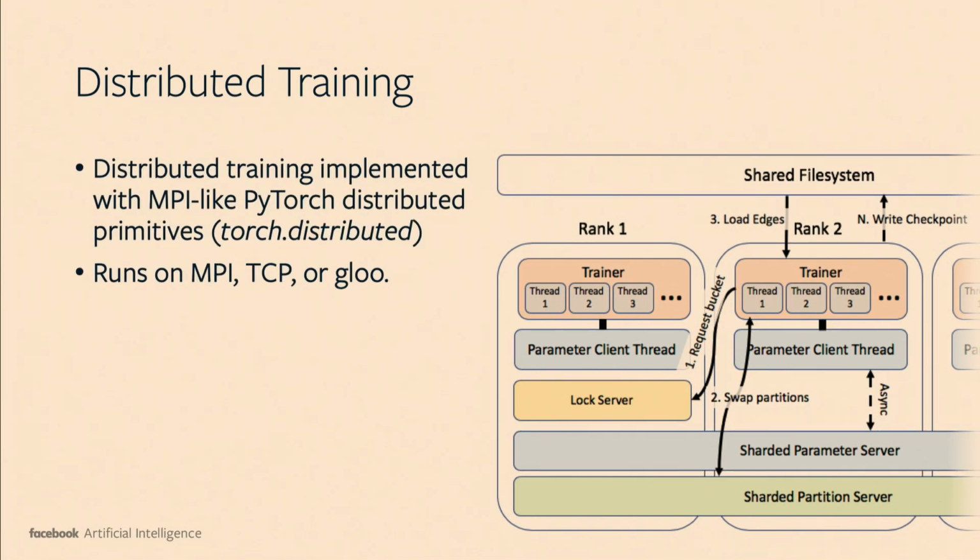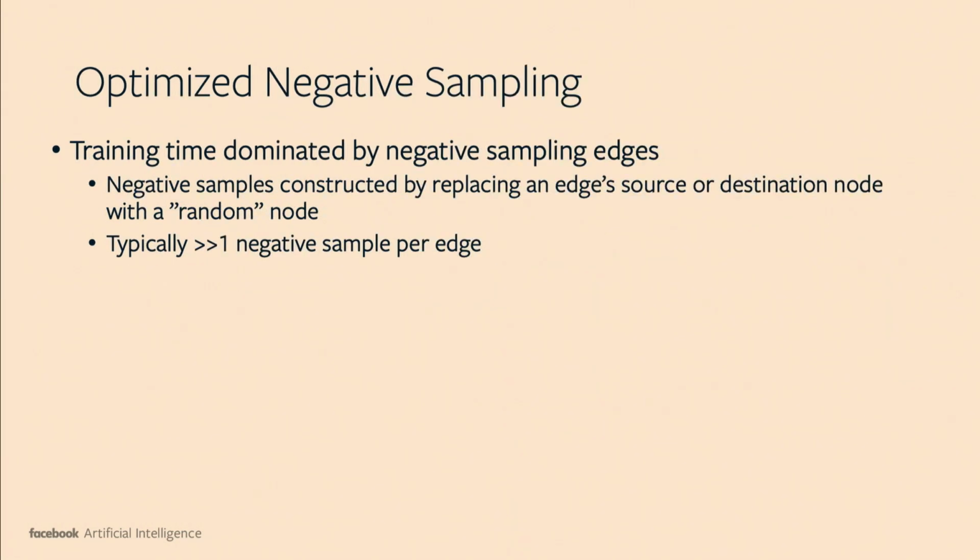And this is all implemented with the MPI-like PyTorch distributed primitives that you can use to construct model parallel training or model parallel structures in PyTorch. And this runs on top of MPI or TCP, whatever you're running on for your distributed architecture.